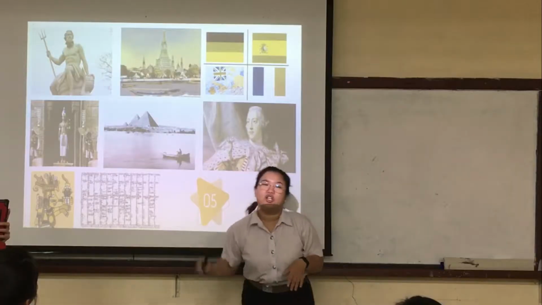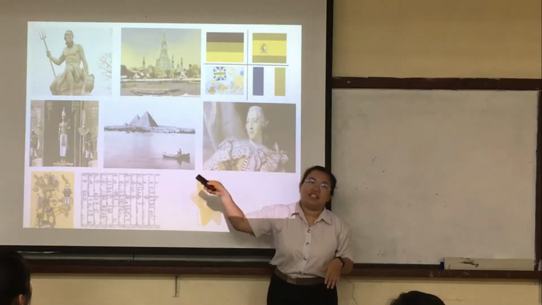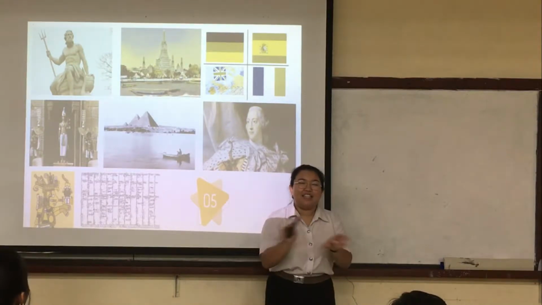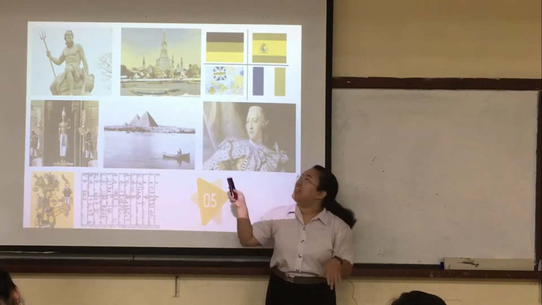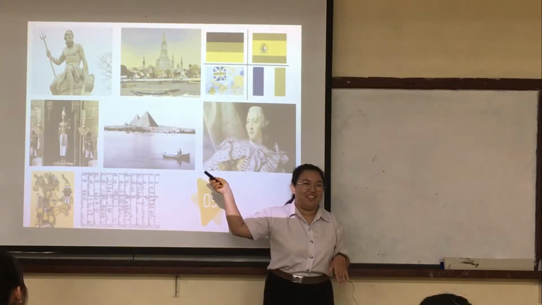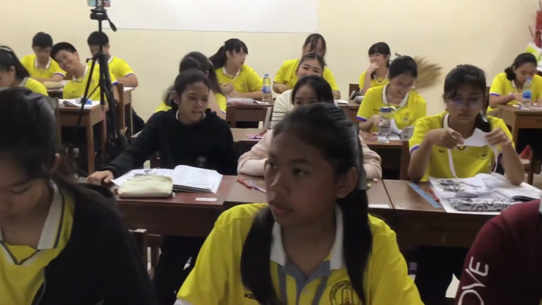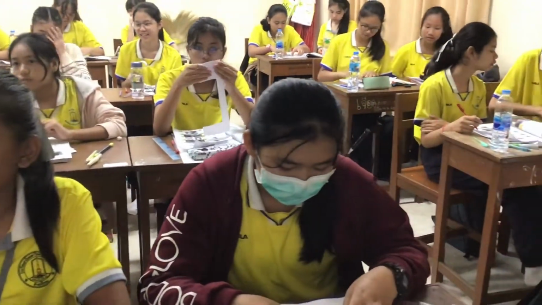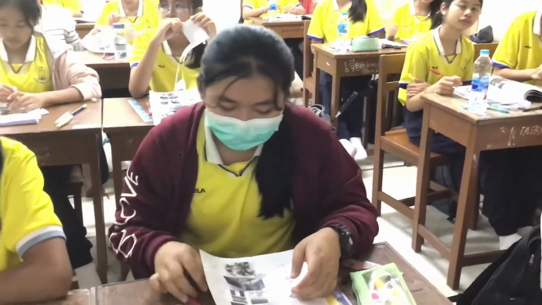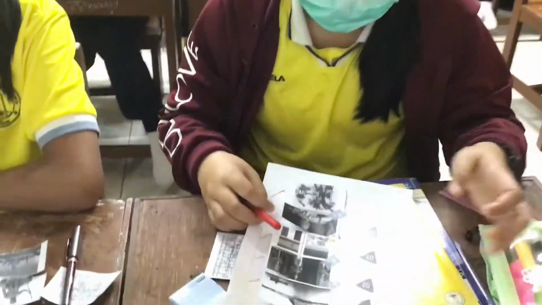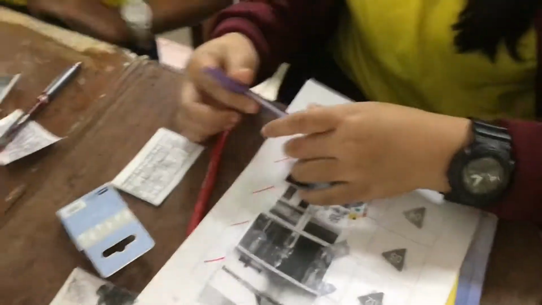See, in the first picture, he is the god, but he is not the Aztec god. He is the Greek god. His name is Poseidon, and he is the Greek god, not Aztec god. So the correct answer is this picture. Okay, now summarize the point and write down the name of the shaker and then pass it back to your friend.